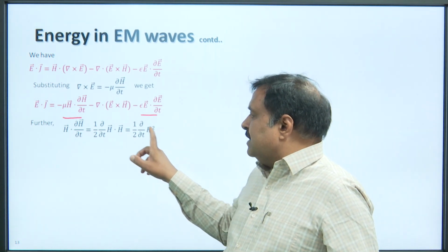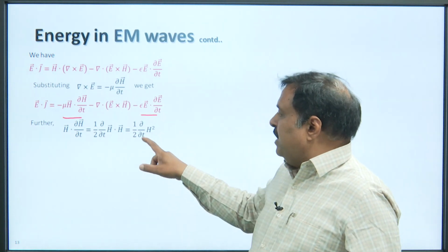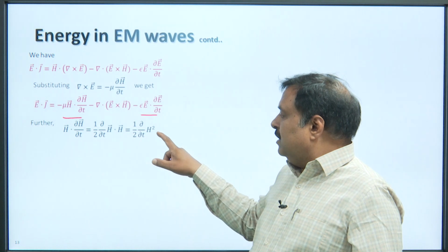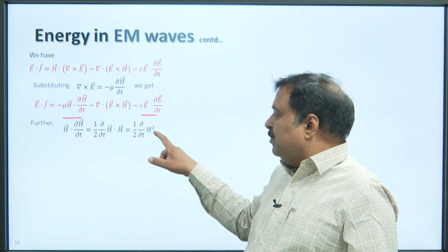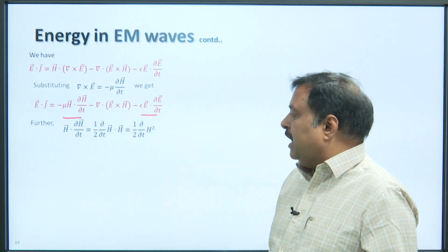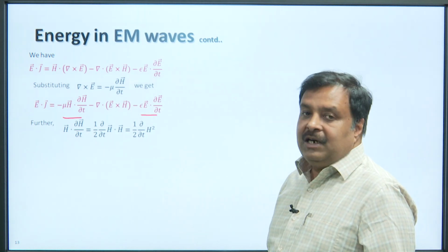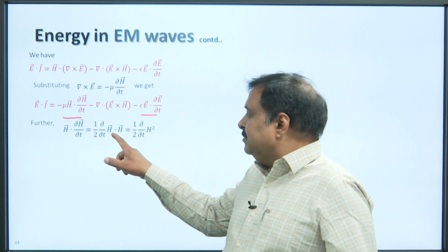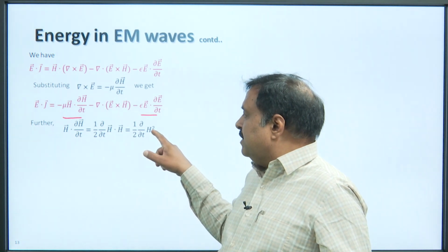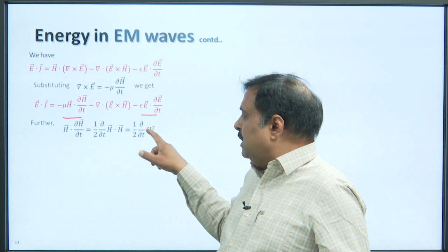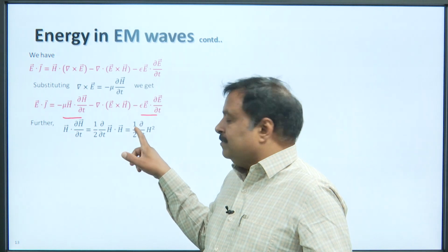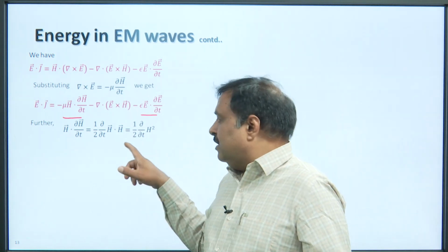Let us go from this side to this side. If we have this half delta by delta t of H square, then what, if you differentiate H square with respect to t, then what you get? H dot delta H by delta t. H dot H is H square. If you differentiate H square with respect to t, then you get 2 H dot delta H by delta t.